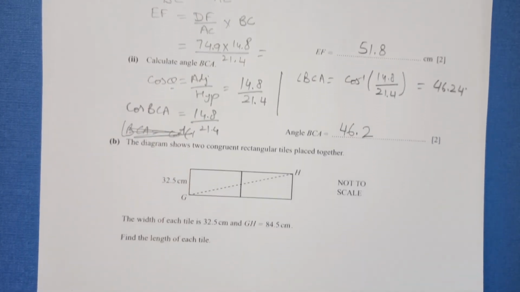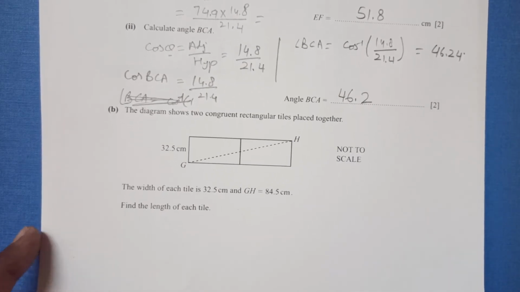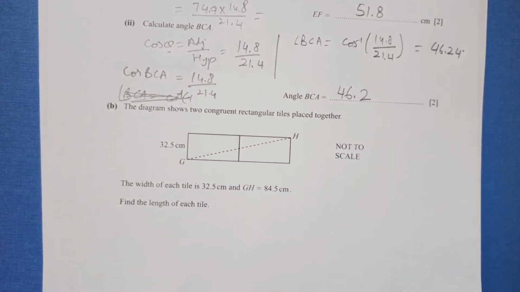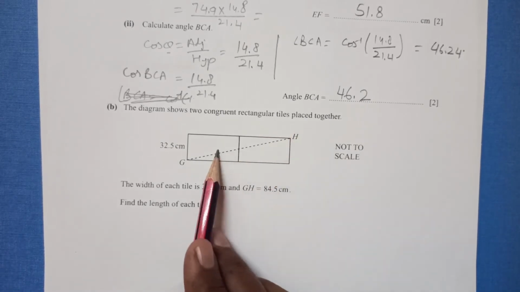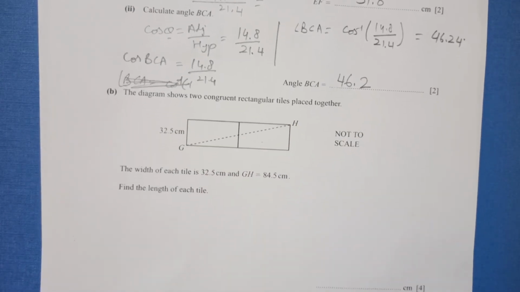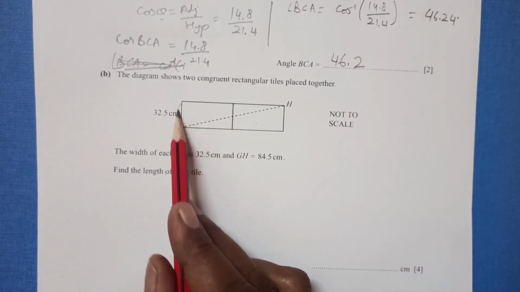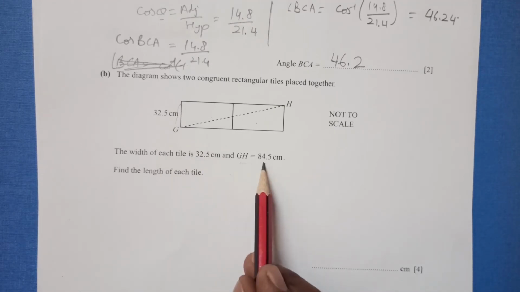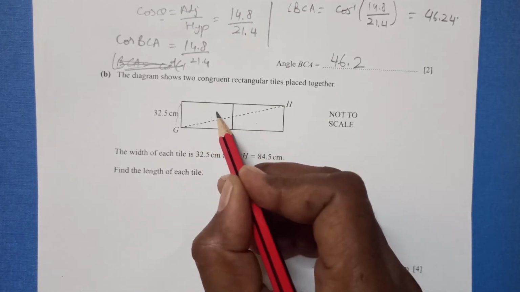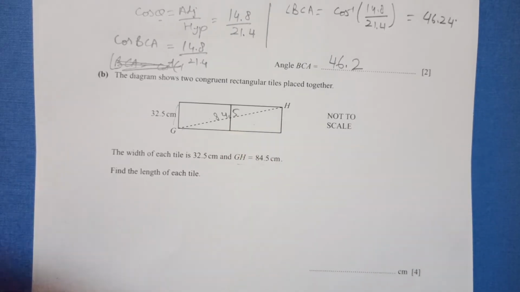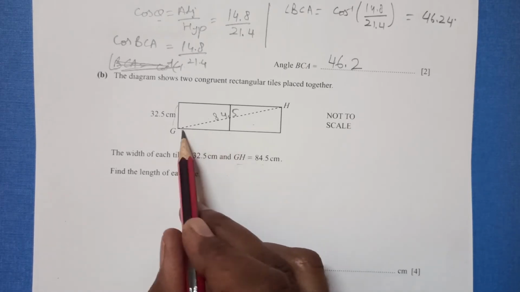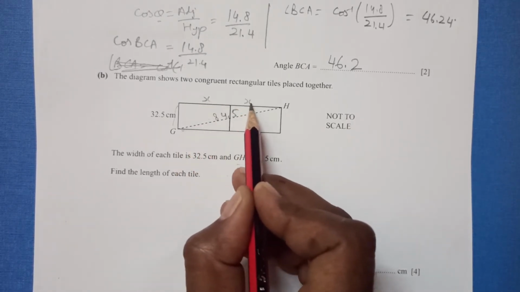So now next, part B. The diagram shows two congruent rectangular tiles placed together. The width of each tile is 32.5, which is given here, and GH is 84.5. If this is 84.5, find the length of each tile. So we are looking for the length of this small tile here.